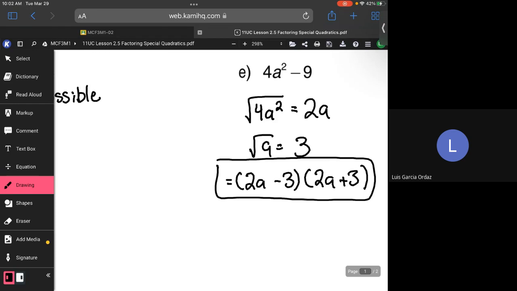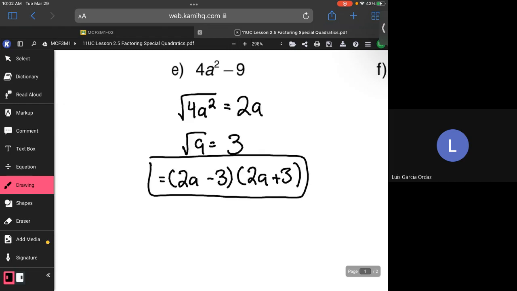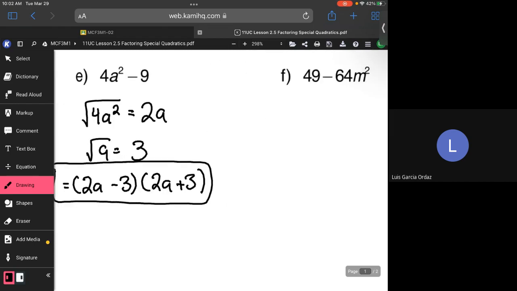What happens when the square is at the back? It's the same thing. It's just in opposite order, which is fine. It's still a difference of squares. So the next one I have is 49 minus 64m squared. Even though my variable is not first, because both of them have a square root and the subtraction is in the middle, it's still considered a difference of squares. So try to figure out what the difference of squares for this one is going to be.